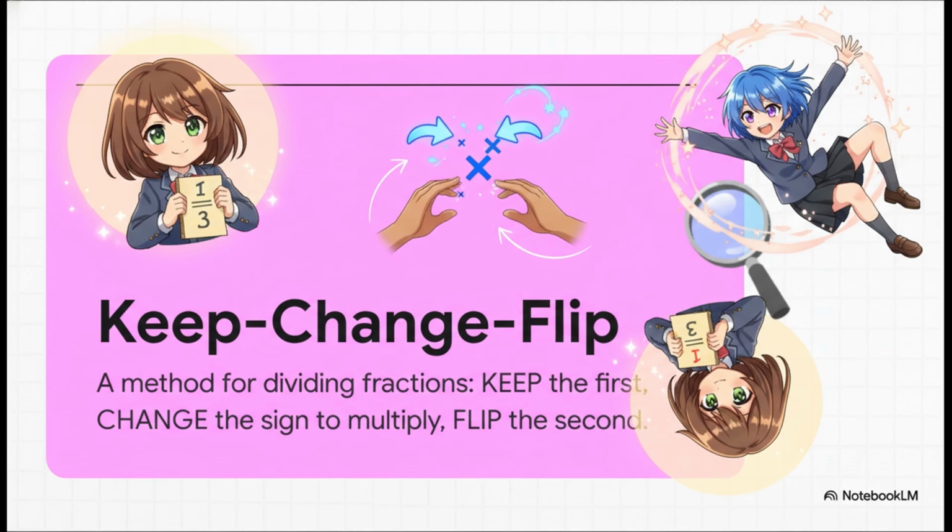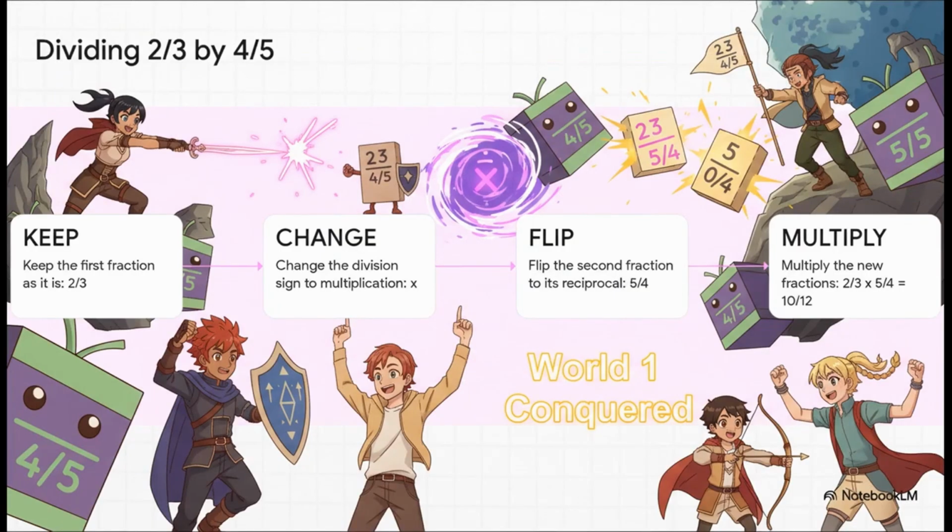You keep the first fraction exactly as it is, you change the division sign to a multiplication sign, and you flip the second fraction upside down. Let's see it in action. So, let's divide 2/3 by 4/5. First, we keep the 2/3. Next, we change the division sign to multiplication. And last, we flip the 4/5 to become 5/4.